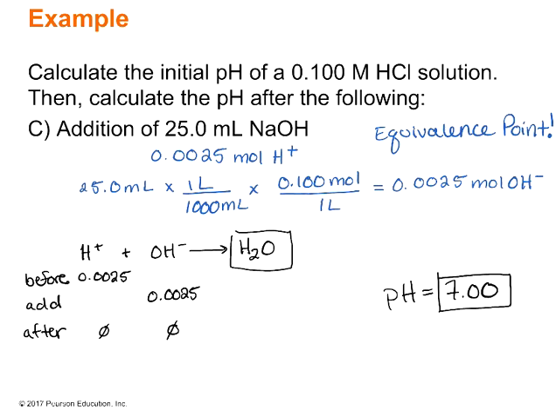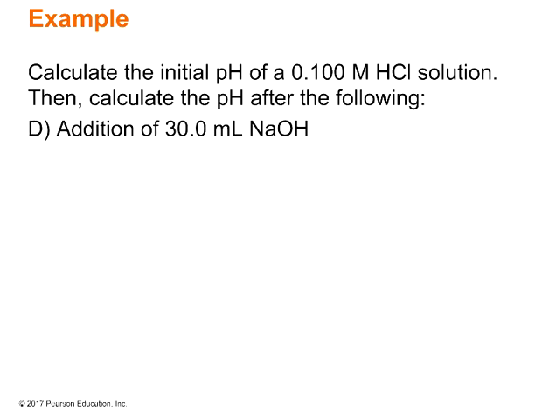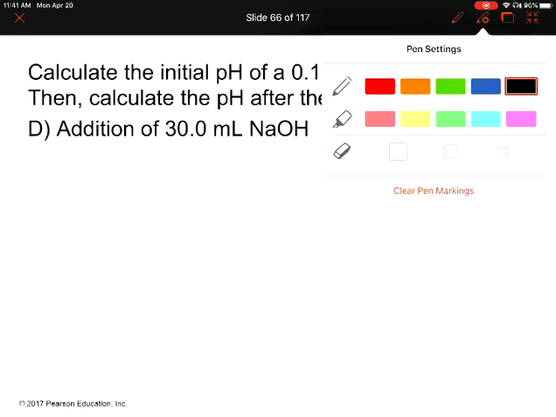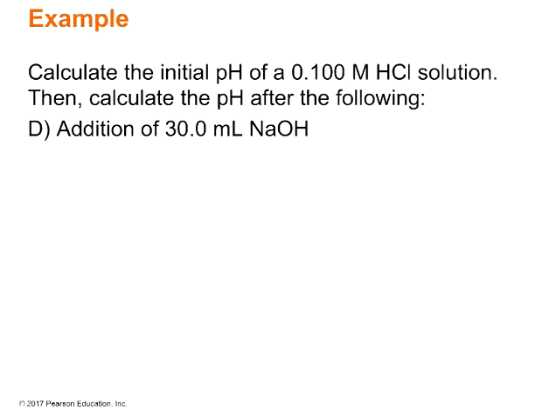Now, what happens after? So let's add 30 milliliters. So again, we're starting with 0.0025 moles of hydrogen ions.